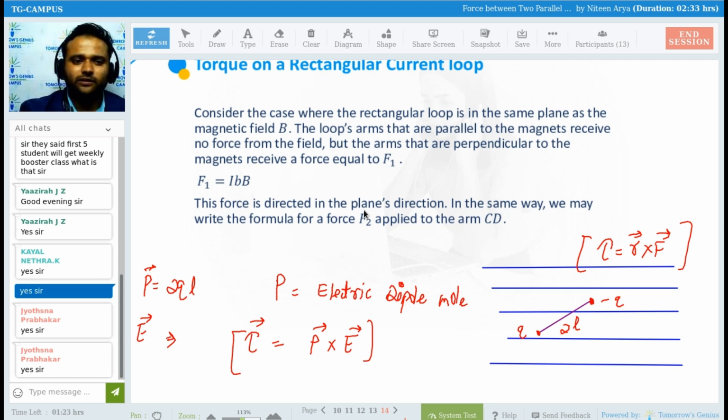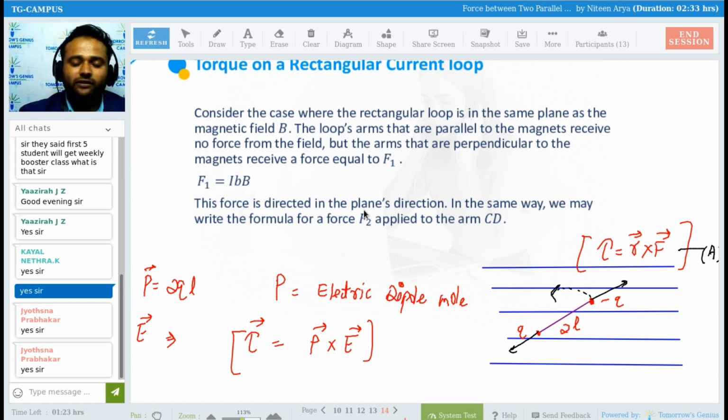Because the charges are opposite, when you apply the force, the force on this particular charge is going to be in this way, and on this charge in that way. So the net force is going to be 0, but this dipole is going to rotate in this way. And when we put that into the general formula of torque, we get this relation. As simple as that. Clear first of all?